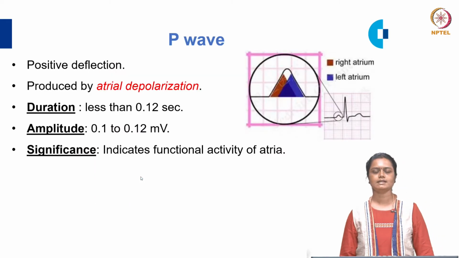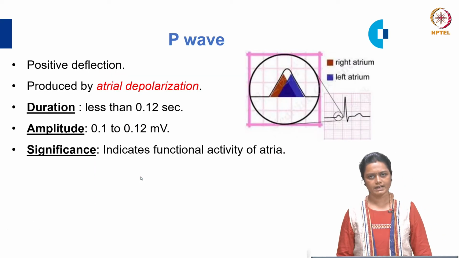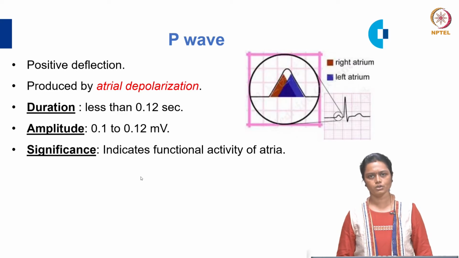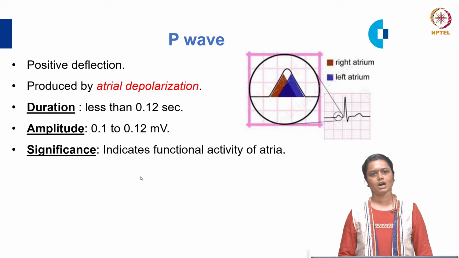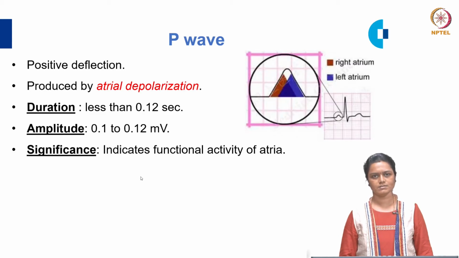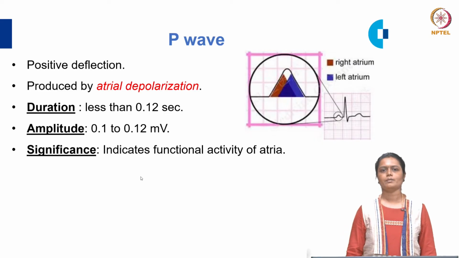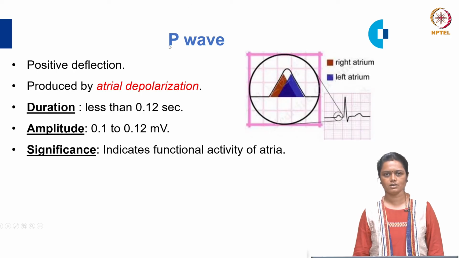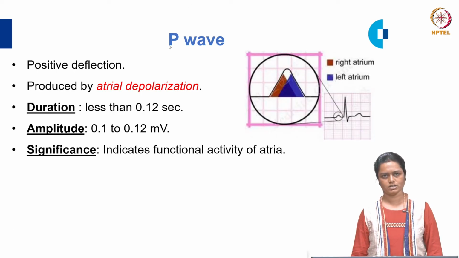Now we will be discussing each waveform in detail, and the points which will be discussed here are the contour of the wave, how it appears in different lead systems, its amplitude, duration and its significance. So, now coming to the P wave. The P wave is caused due to atrial depolarization.